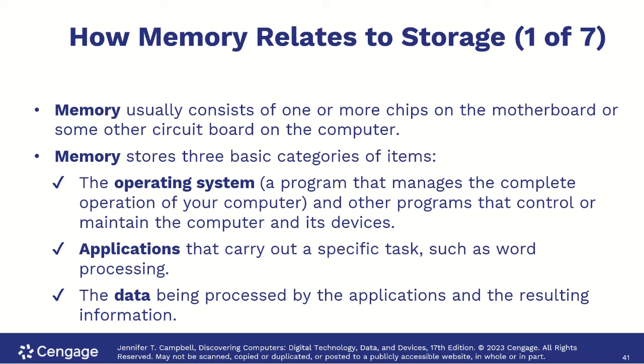In this section, we are going to study how memory relates to storage. A memory usually consists of one or more chips on the motherboard or some other circuit board on the computer. Memory stores three basic categories of items: the operating system and other programs that control or maintain the computer and its devices, applications that carry out a specific task such as word processing, the data being processed by the applications, and the resulting information.